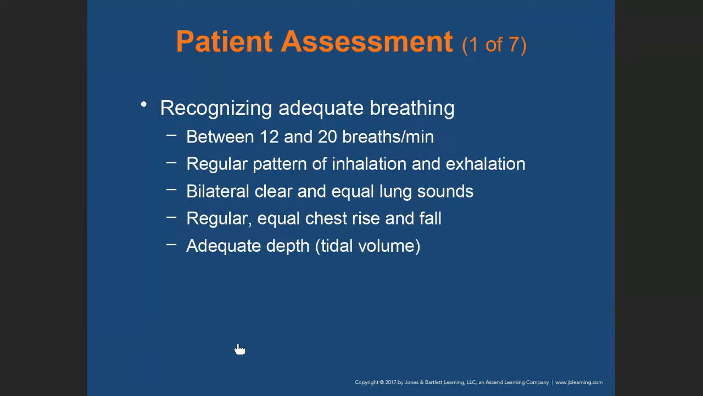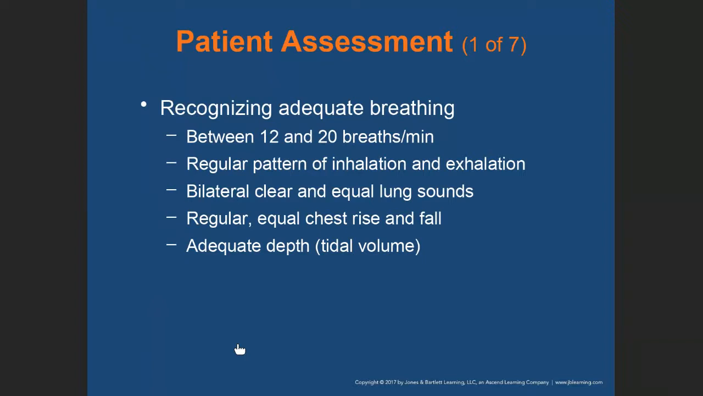Patient assessment, recognizing adequate breathing is the first step. So we need to know what normal breathing looks like. That's the first thing. And when we look at a patient's ability to breathe, there are several things that we consider. We will look at the rate, the rhythm, the quality, and the depth. This is not new information to you at this point.